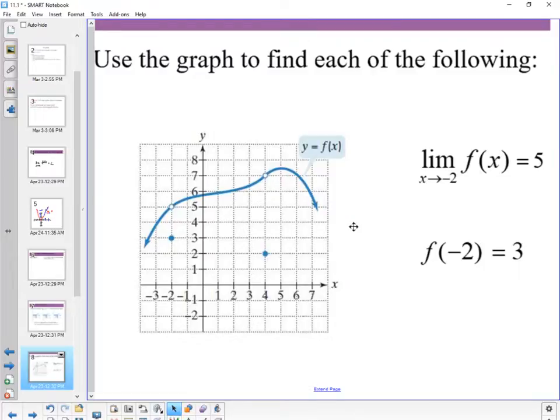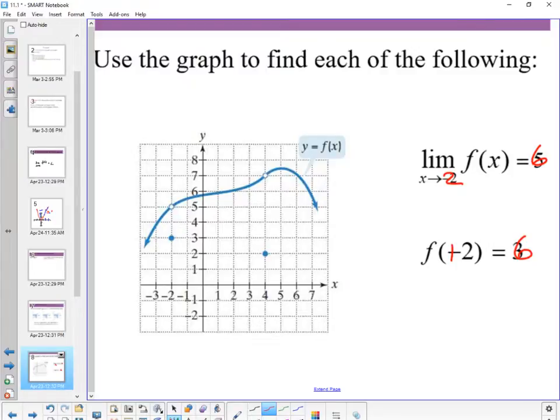So is the actual value for 2, because the limit for 2 would be 6, right? Correct? So is the actual value 6 as well? Yes. So the limit as it approaches 2 would be 6. f of 2 is also 6. They can be the same. They don't have to be, but they can be the same. Okay?